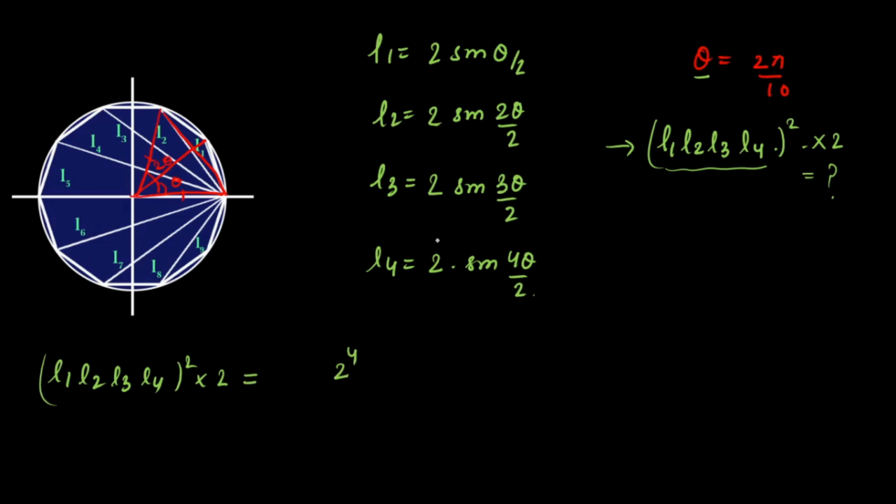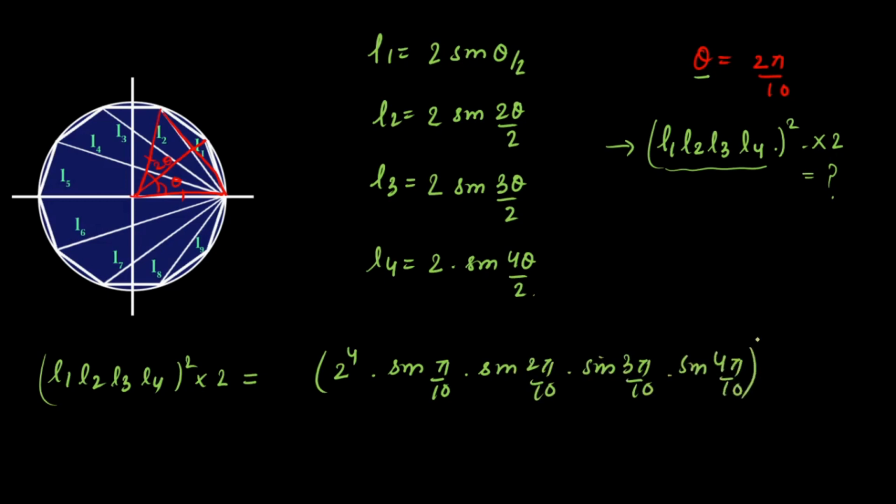As you can see, this 2 will be multiplied by sine theta by 2, here we have theta by 2 and the value of theta is 2 pi by 10. So if I divide by 2 I'll get pi by 10. Similarly, the angles are increasing, so I'll multiply by 2 and 3 and 4 and so on. So I'll get sine 2 pi by 10 multiplied by sine 3 pi by 10 multiplied by sine 4 pi by 10 whole square, and one more 2 was there because of the diameter.